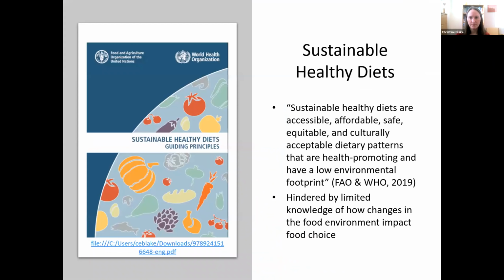So our interest in this work is oriented toward achievement of sustainable healthy diets through action at all levels, in particular contributing to effective policies and programs. Sustainable healthy diets are accessible, affordable, safe, equitable, and culturally acceptable dietary patterns that are health promoting and have a low environmental footprint. Achieving optimal and sustainable healthy diets requires understanding how people make food choices in these changing food environments, specifically what, how, and why people eat the way they do. But action is hindered by limited knowledge of what drives food choice in changing low and middle income countries.